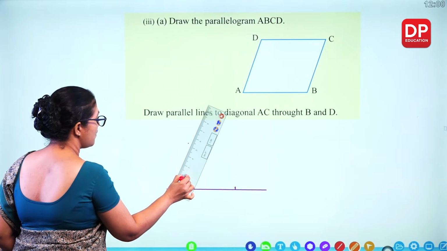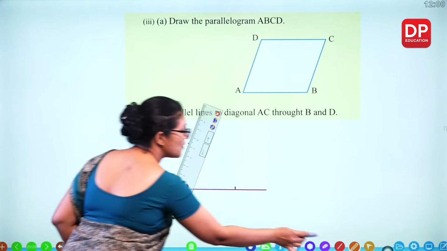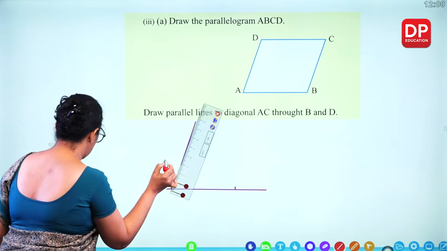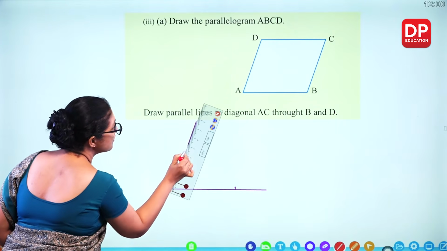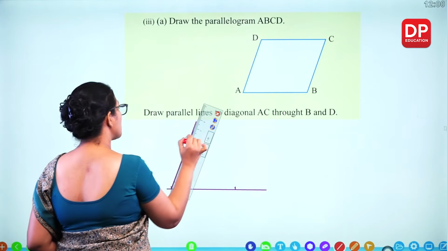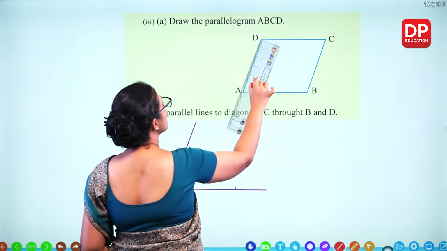We'll draw the line first. It passes through these 2 points. We'll draw the line, so this is the line. Now we can measure this length.